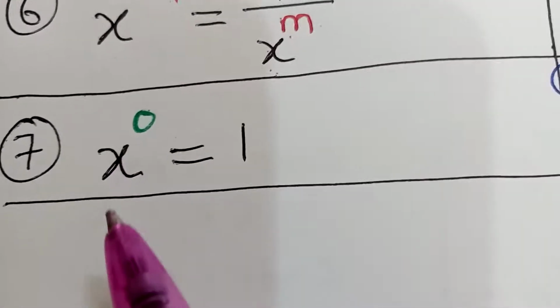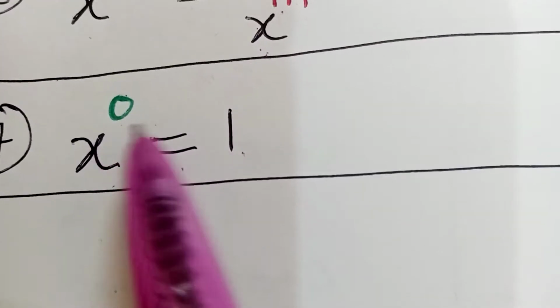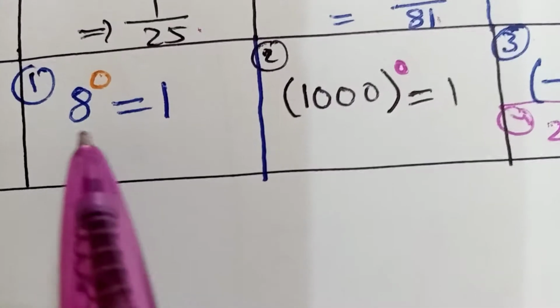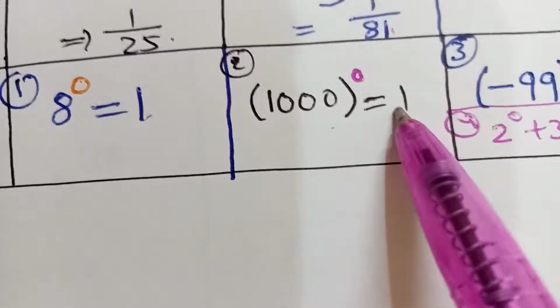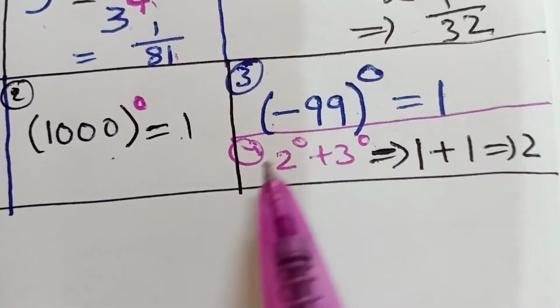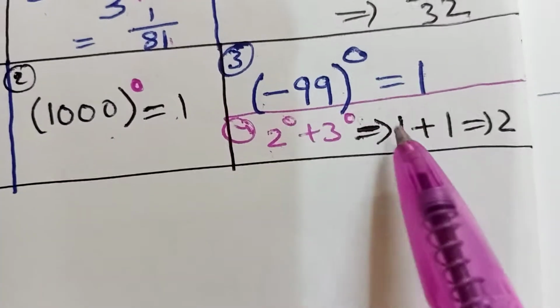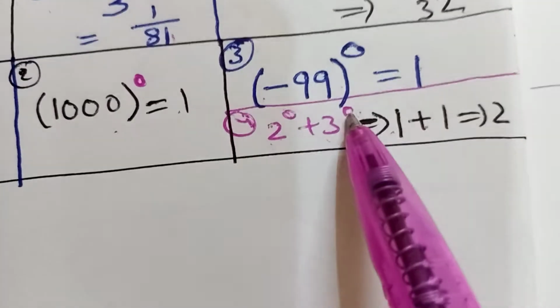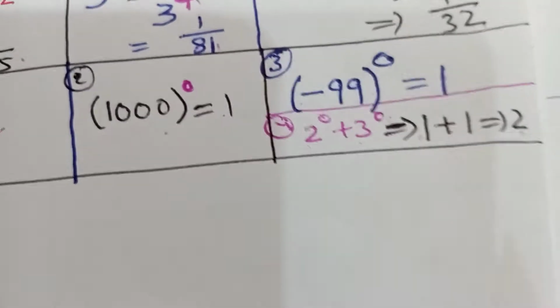Last, x to the power of 0 is 1. Any number power 0 is 1. For example, 8 power of 0 is 1. 1000 power of 0 is 1. Minus 99 power of 0 is 1. 2 power of 0 plus 3 power of 0. 2 power of 0 is 1, plus 3 power of 0 is 1. 1 plus 1, 2. Now, let us see the formulas only.